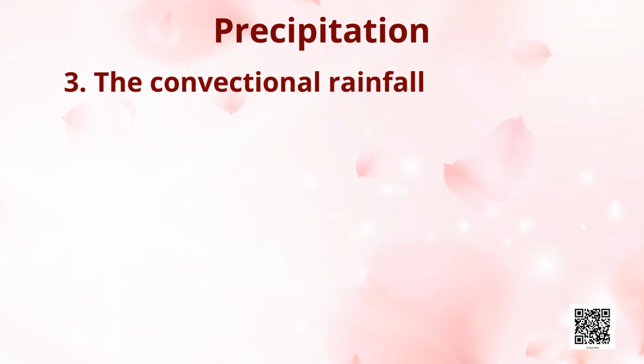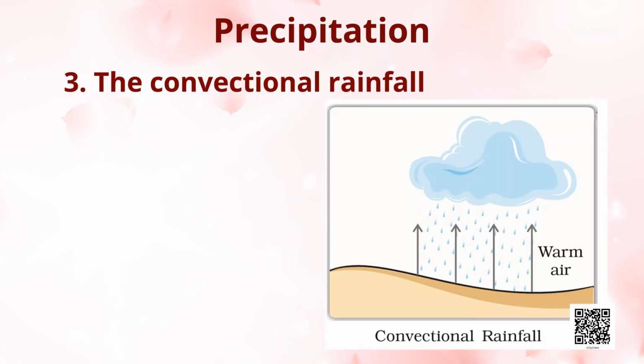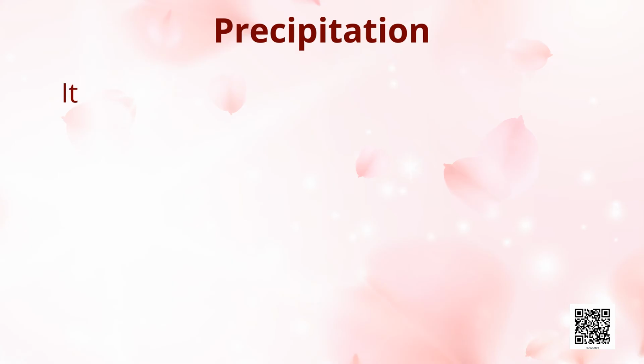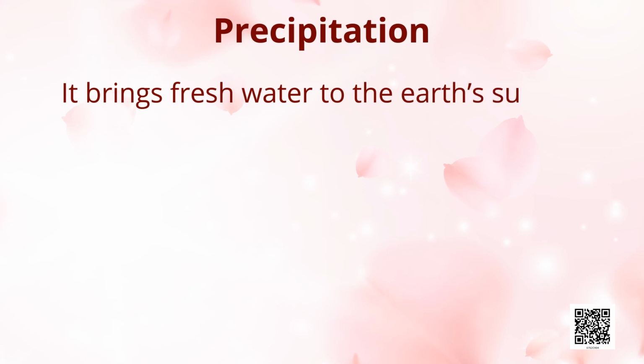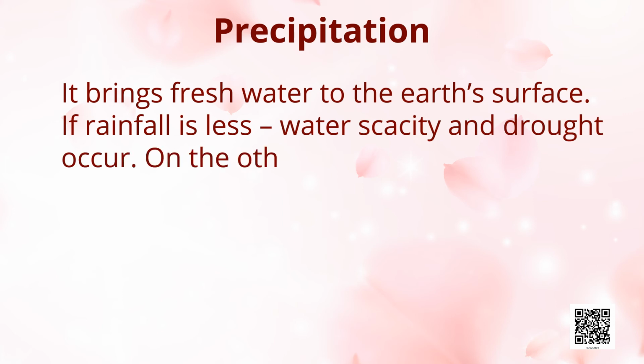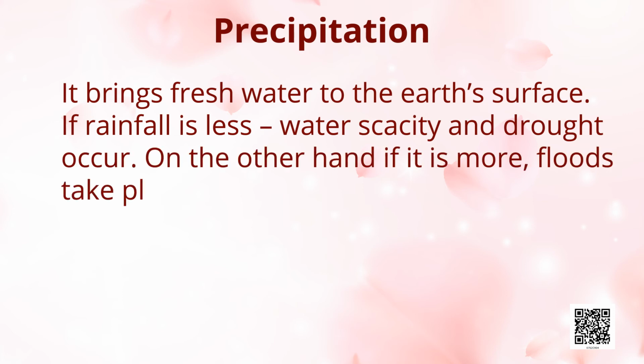The third is convectional rainfall. When the land warms up, it heats the air above it. This causes the air to expand and rise. As the air rises, it cools and condenses. If this process continues, the rain will fall. So students, rainfall is very important for the survival of plants and animals. It brings fresh water to the earth's surface. If rainfall is less, water scarcity and drought occur. On the other hand, if it is more, floods take place.